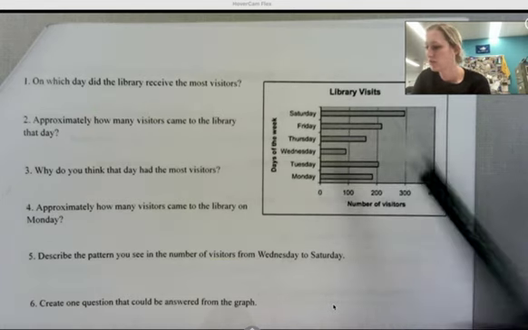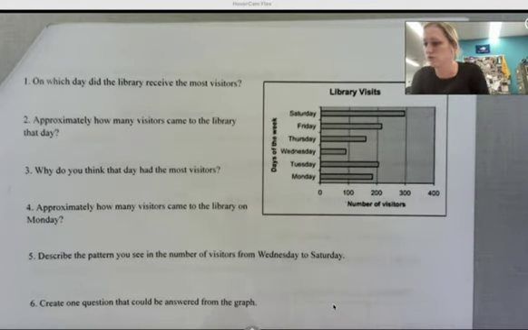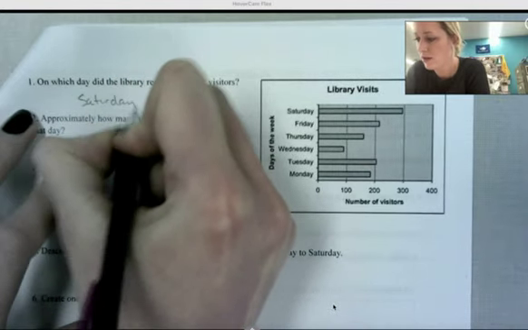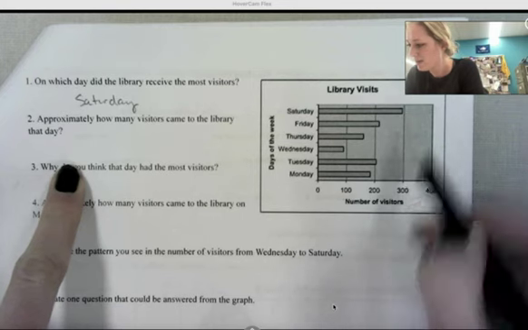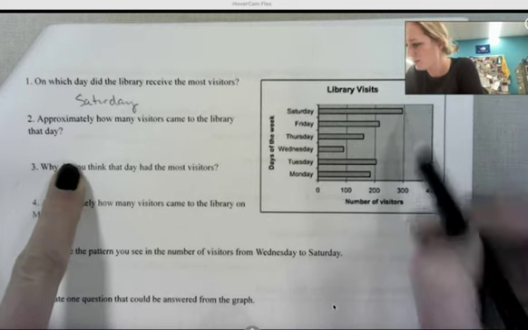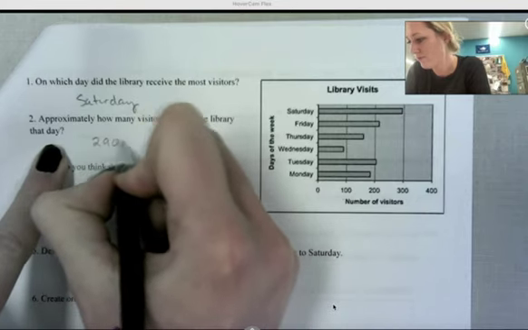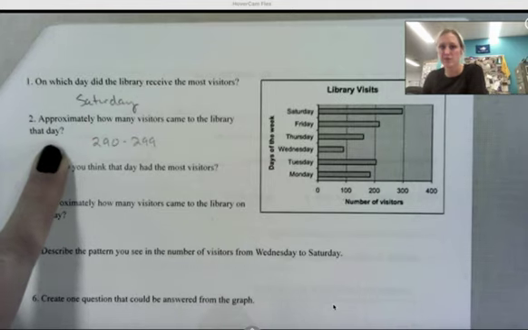So on which day do they receive the most visitors? We can see Saturday is the furthest out. They're closest to 300. So Saturday had the most visitors. Approximately how many visitors? Between 290 and 299, we're very close to 300. Again, that's an estimation, it doesn't have to be perfect.